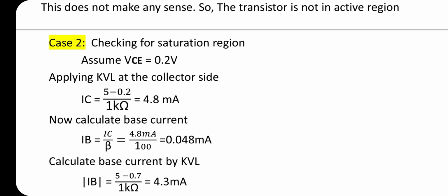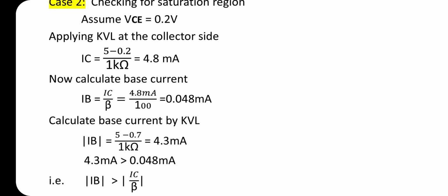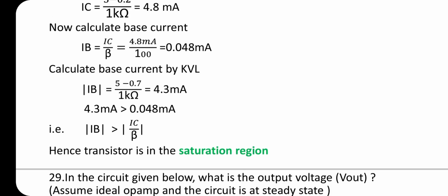checking for saturation region. Assume Vc equal to 0.2 volt. Applying KVL at the collector side, IC equal to (5 minus Vc, which is 0.2) divided by 1K, which is 4.8 milliampere. Now calculate base current, IB equal to IC by beta, which is 4.8 milliampere divided by 100. We will get 0.048 milliampere.